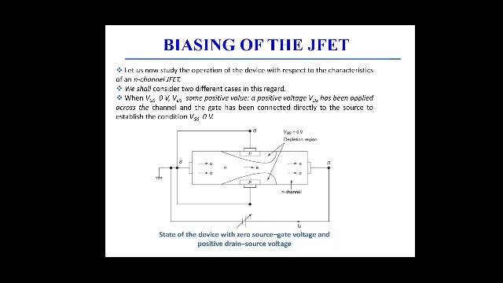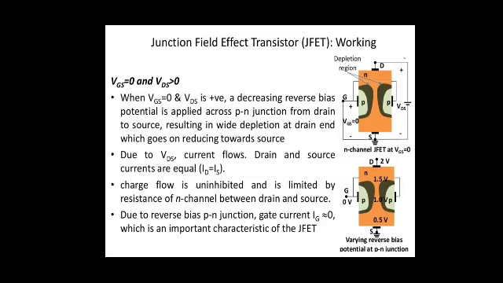Even if you are not applying any voltage at the gate terminal, the depletion region will be created during the construction of the JFET itself. Now let us see the working of the JFET. Initially VGS is 0, and you apply a finite positive voltage at the drain terminal and negative voltage at the source terminal. When VGS is 0 and VDS is positive, this applied voltage results in the flow of electrons from source to drain.